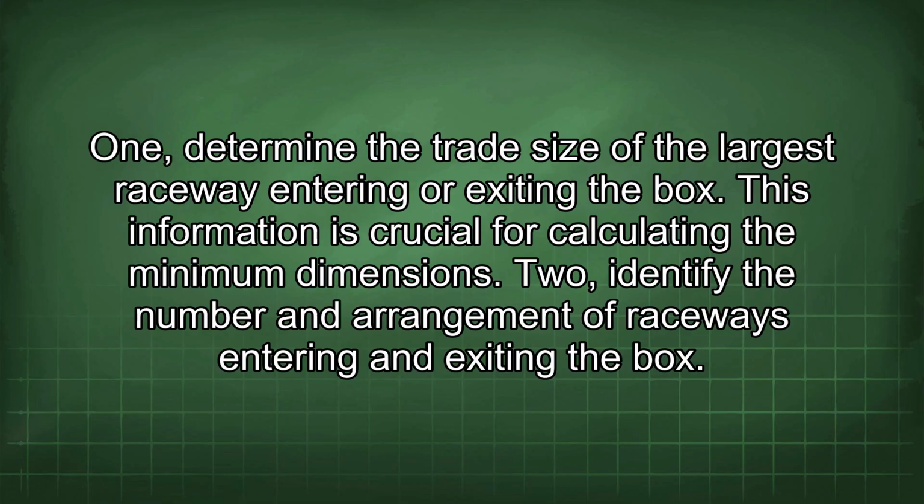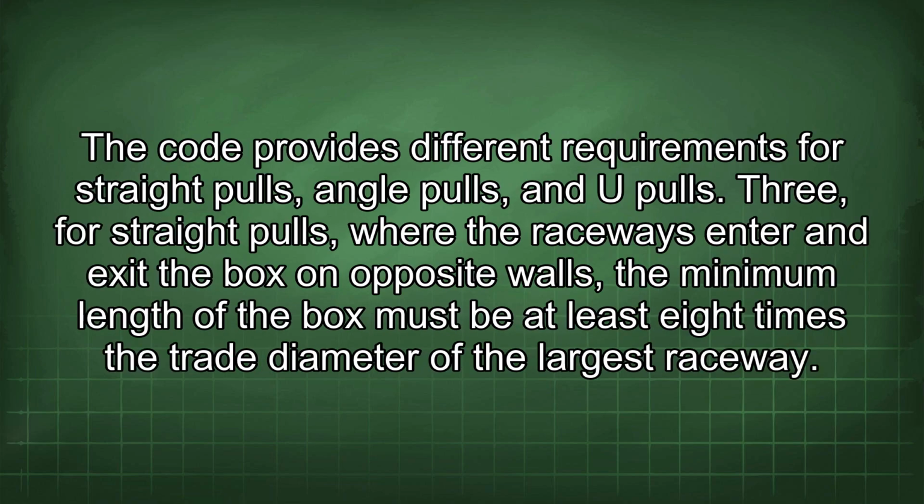2. Identify the number and arrangement of raceways entering and exiting the box. The code provides different requirements for straight pulls, angle pulls, and U-pulls. 3. For straight pulls, where the raceways enter and exit the box on opposite walls, the minimum length of the box must be at least 8 times the trade diameter of the largest raceway.